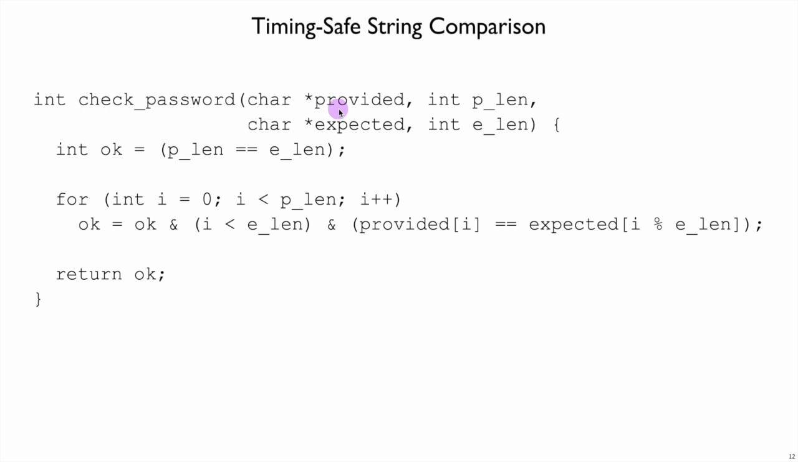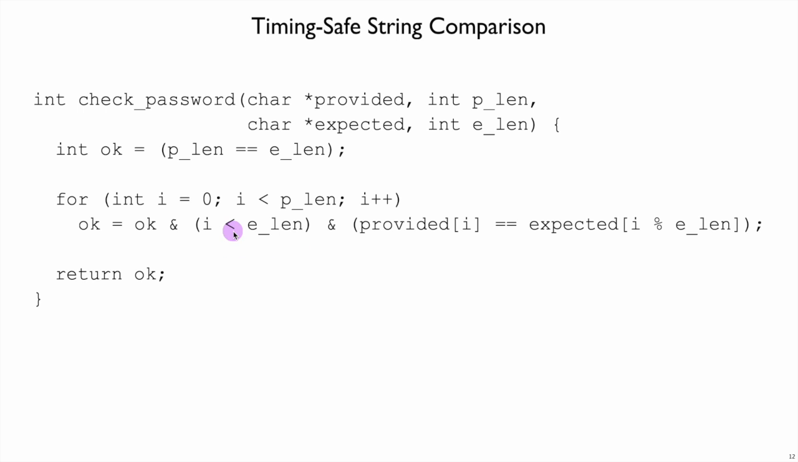The way this function avoids any conditional branches is by accumulating whether the overall check is okay in this variable here, and it initializes okay to whether the length is correct, but then whether or not the length is correct, it's going to keep checking every character in the provided string. When it checks a character in the provided string, we need to make sure that we have not gotten past the actual length of the expected string, but we don't do an if here.